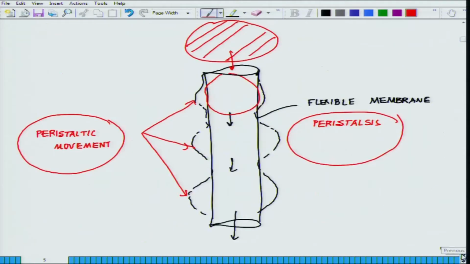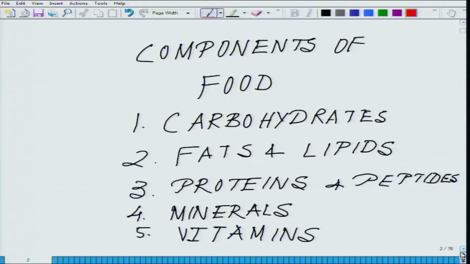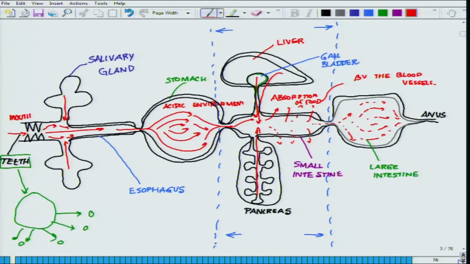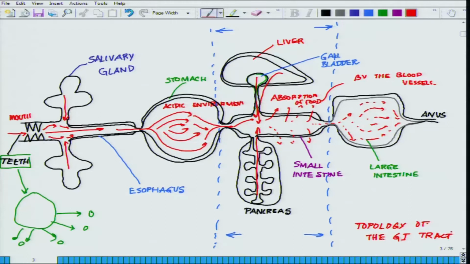So, let us summarize what we have covered just now. We talked about the components of the food, including carbohydrate, fats and lipids, proteins, minerals and vitamins. Then we talked about the overall topology of the GI tract, gastrointestinal tract, with mouth, salivary gland, esophagus, stomach, liver, pancreas, small intestine and the large intestine and the anus.